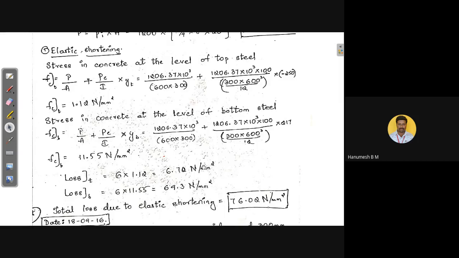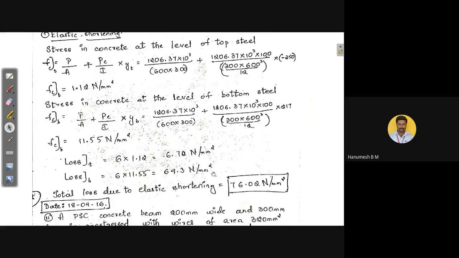Now we can club these two losses at the level of top steel and at the level of bottom steel. Total loss due to elastic shortening is equal to 76.02 Newton per mm square. So this is the total loss.